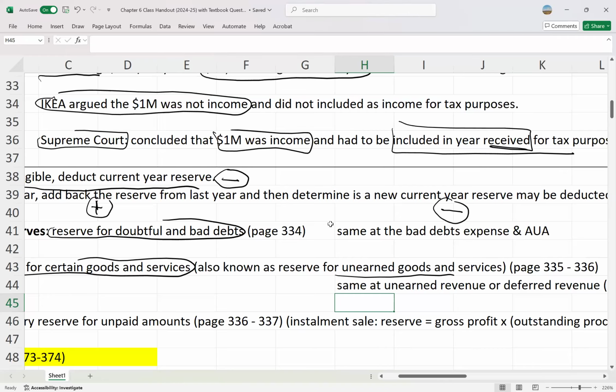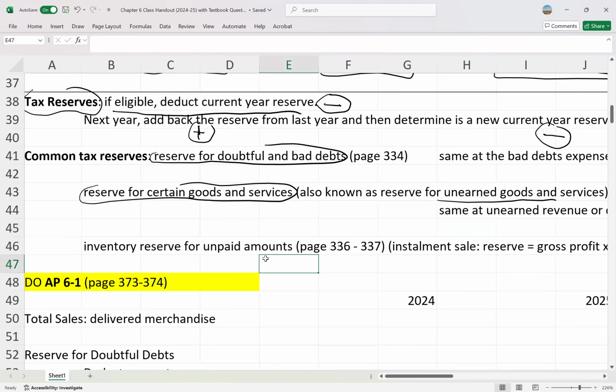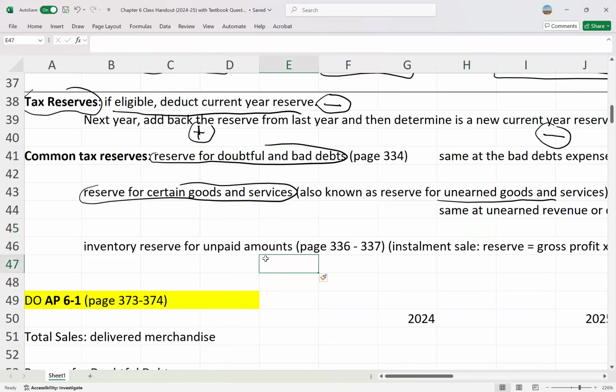But in the end, the deposit that you get from the customer, you don't have to include it in income for tax purposes. It's treated the same as unearned revenue as we do for accounting. This third reserve, the inventory reserve for unpaid amount, this is basically where you may have an installment sale.